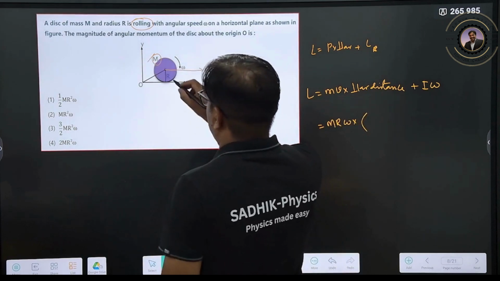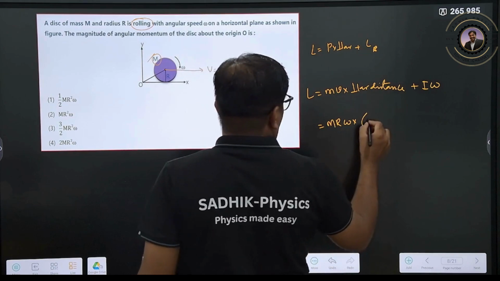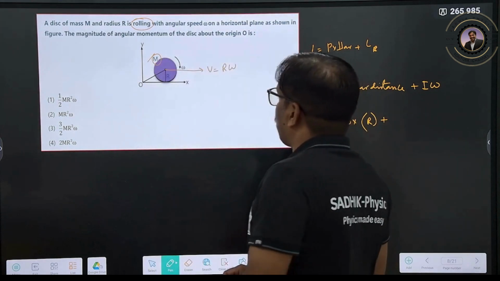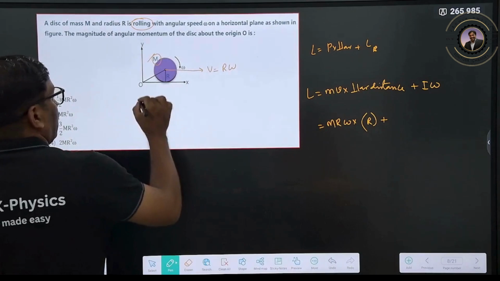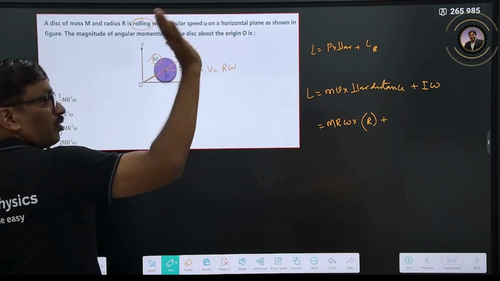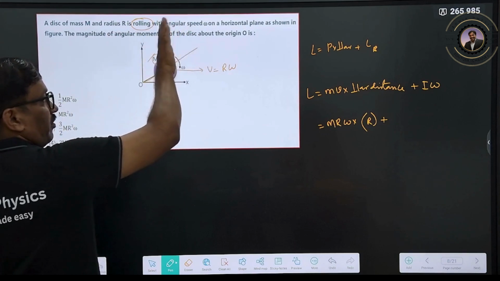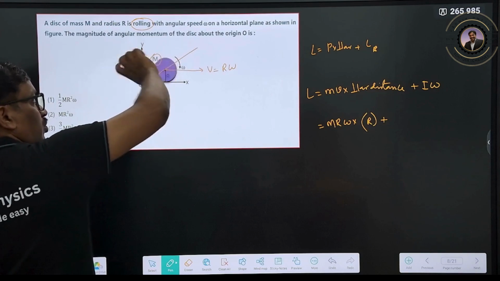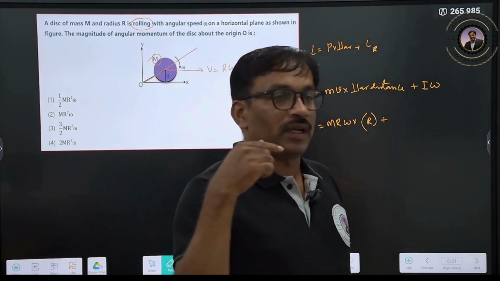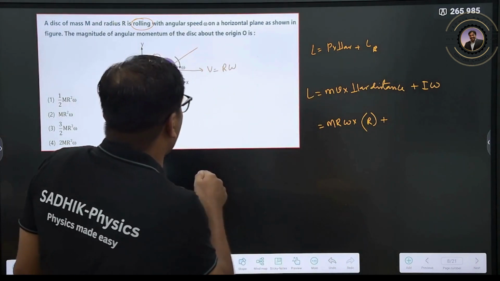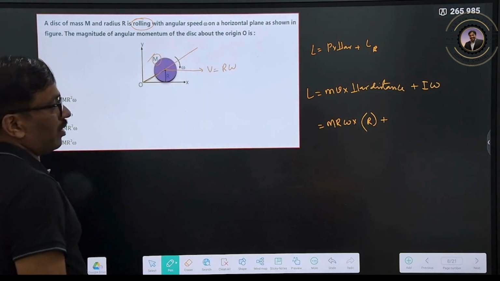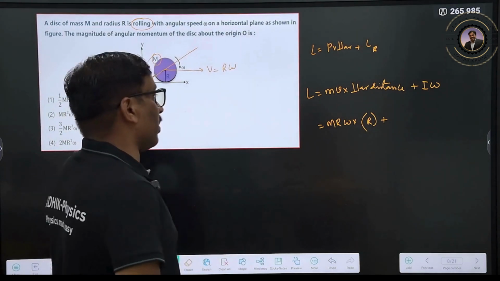What is the perpendicular distance here now? Perpendicular distance here is nothing but r. Here we are calculating the radius vector, and you have to use the right hand thumb rule. The radius vector and this v are inside, and this also rotating, therefore also inside. So due to the rotational, it acts inside only, and due to this linear motion, it also acts inside. That's why we are adding them. If not, we would have subtracted.